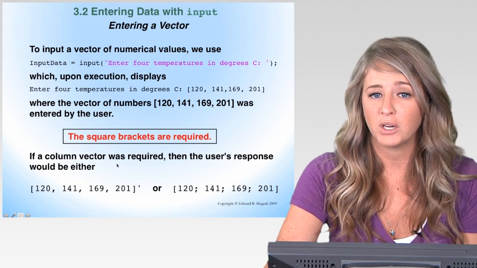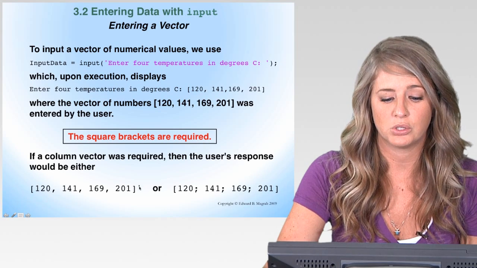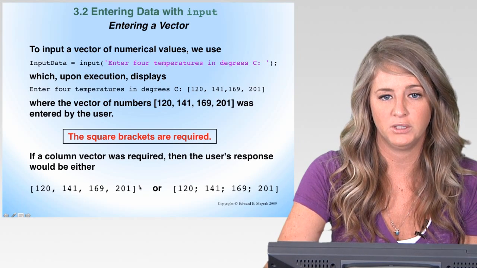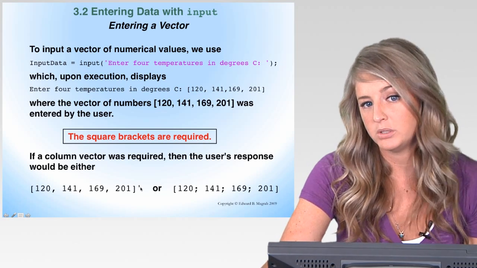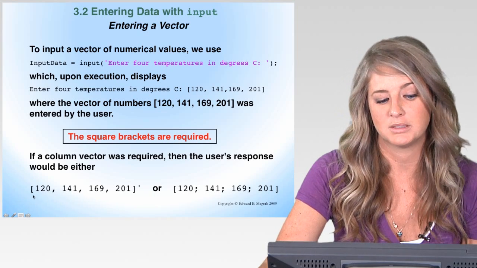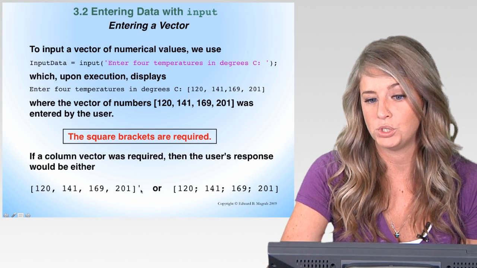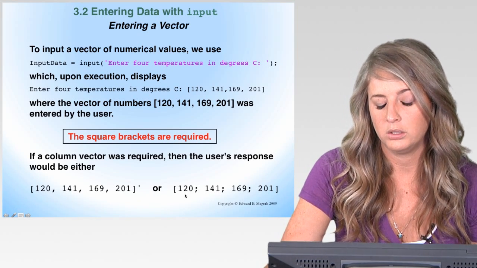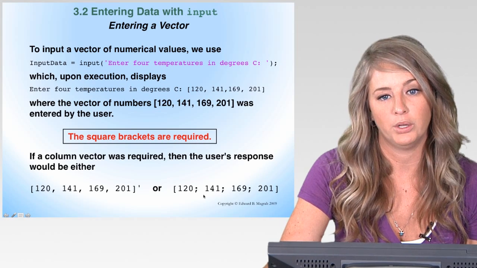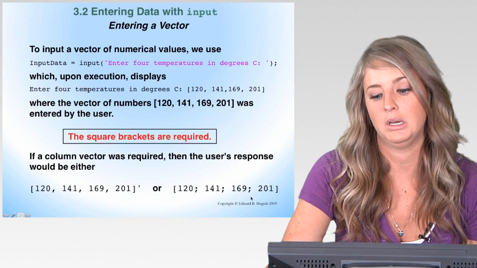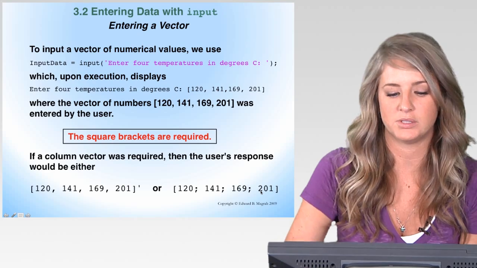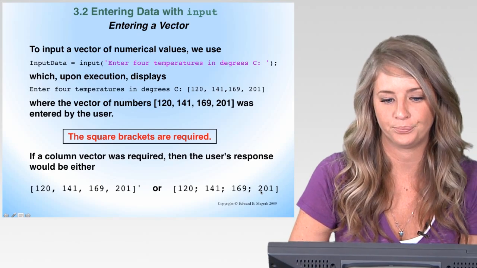If a column vector was required, then the user would have to use this apostrophe notation here, that prime notation, to transpose it. And basically that would, again, take it from a row to a column. Or they would have to do the semicolon notation. So again, that would create the 4 separate rows here to create a column vector.